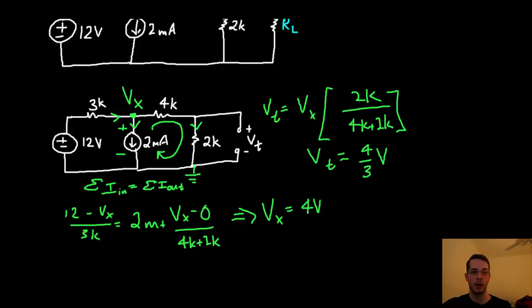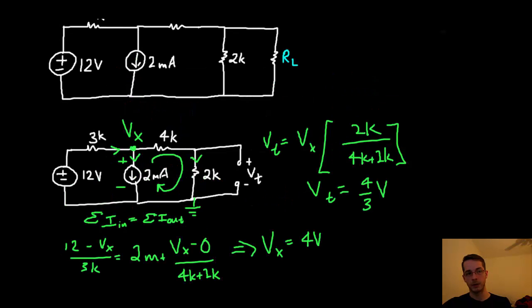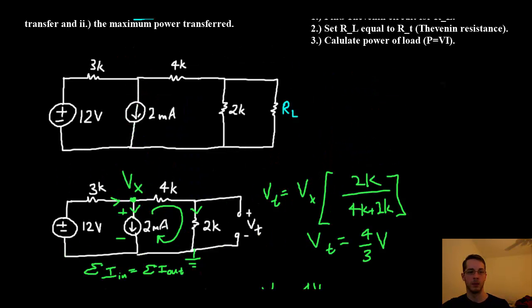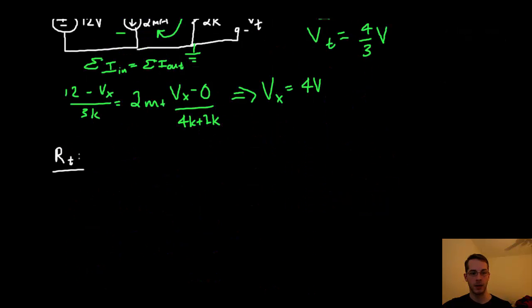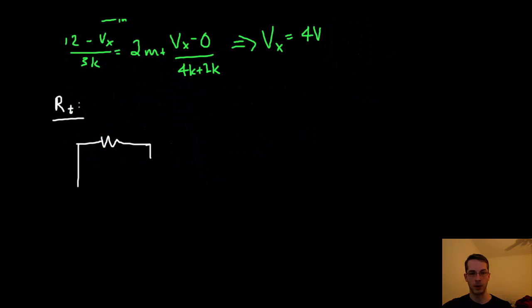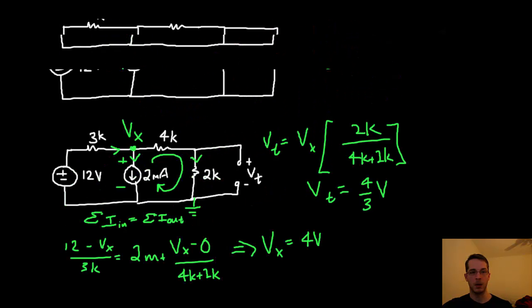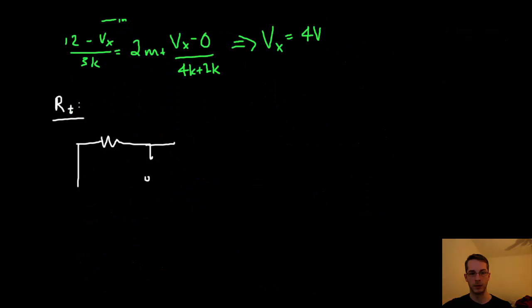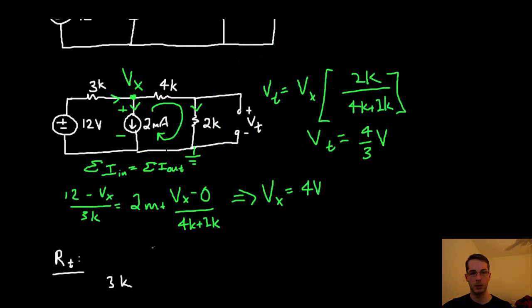We have Vt, and now we need RT. Because we're solving for R Thevenin here, in this circuit I see a voltage source, so I'm going to short this out. I see a current source, so I'm going to open circuit this. So we have the voltage source being shorted out, this current source being open circuited, and the 4K and 2K resistors. Here's RT, the terminals of RT. 4K, 3K, 2K.